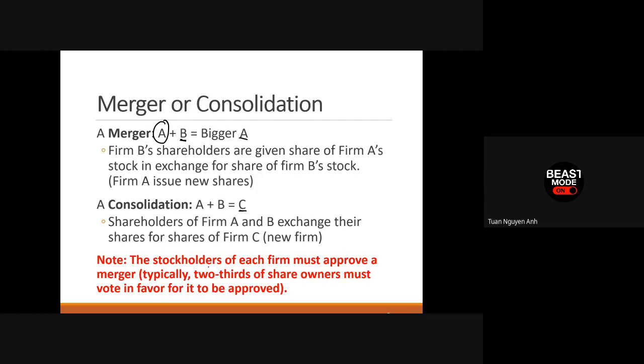There is some note here. You have to remember the stockholders of each firm must approve a merger or consolidation. Typically two-thirds. Yeah, so this is conventional. Conventionally, two-thirds of shareowners must vote in favor for it to be approved, the consolidation or a merger. They have to agree whether they will exchange for the new shares or not. So there is a meeting.